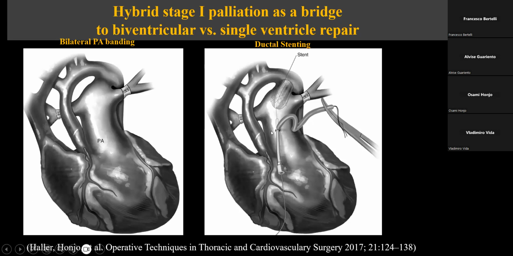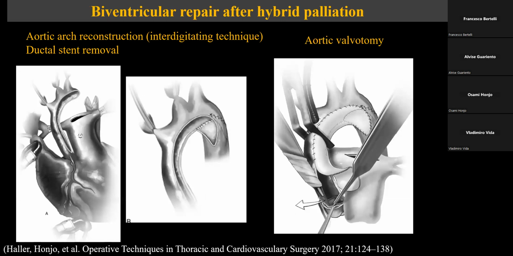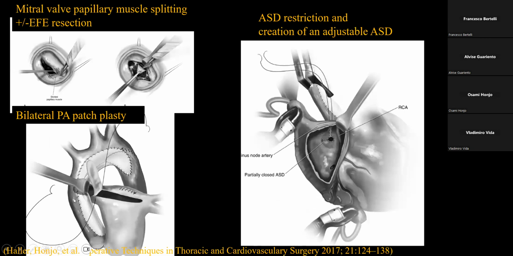Starting with the bilateral PA banding, and then when we decide to do a full biventricular repair after hybrid stage 1, then we'll do arch reconstruction, and then typically debanding and then patch reconstruction of the pulmonary artery, such as this. And then if there's a mitral valve pathology, we'll work on the mitral valve, plus minus EFE resection, although we're not super aggressive in terms of EFE resection at the time of biventricular repair. And then we typically use the adjustable ASD to 3 to 4 millimeters, leave it open to decompress the left atrium.